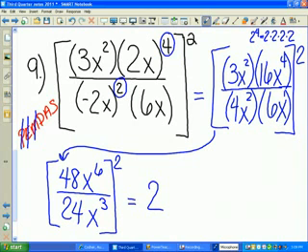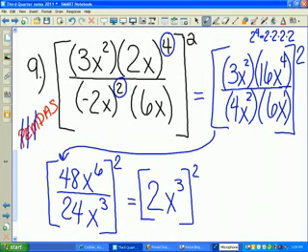And now I'm still dividing, and when I'm dividing, I am subtracting my exponents, so that will give me x cubed. And then this answer is being squared. So now we're at the final lap. We need to square everything inside that bracket. Even though it's a bracket, it still acts like a parenthesis.